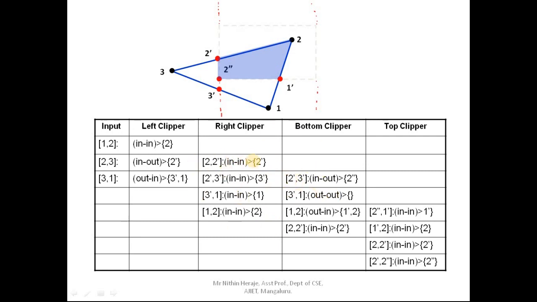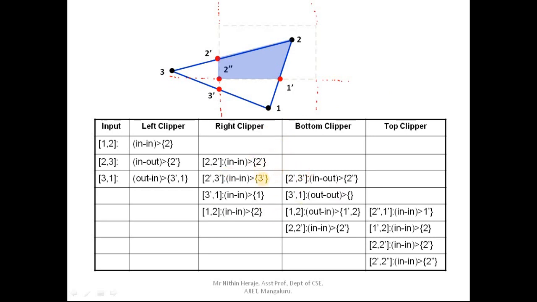This is like a cyclic. Okay, so you'll have to complete these vertices, so that is 2 dash, 3 dash, 3 dash to 1, 1 to 2, and from 2 back to 2 dash. Okay, so this is how we have to take it in a cycle. Next, with respect to the bottom clipping, any points below this line will be treated as outside the clipping window.